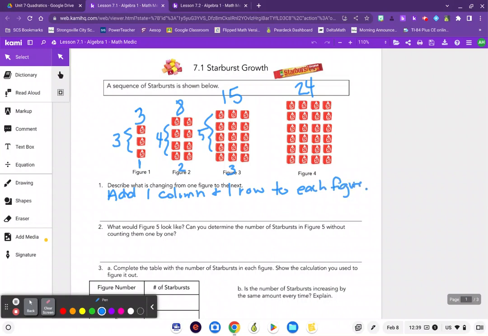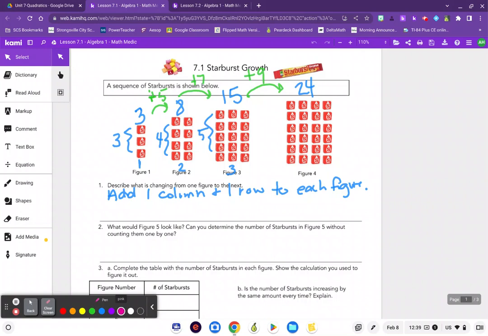Okay. But one of the other things that I notice is, I go from 3 to 8, and so I'm adding 5. And I go from 8 to 15, I'm adding 7. 15 to 24, I'm adding 9. Okay, well, it does not look like I'm adding the same amount each time, which again is another pattern that we like to look for.